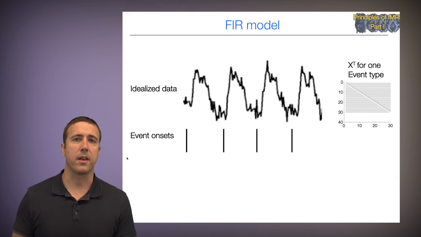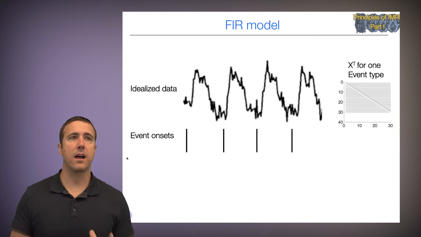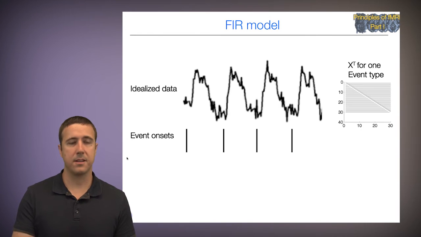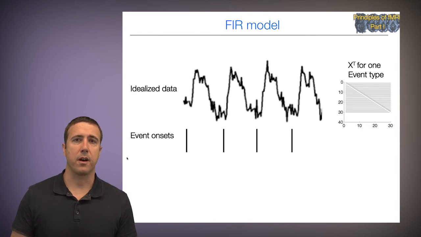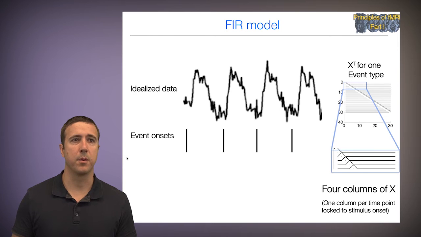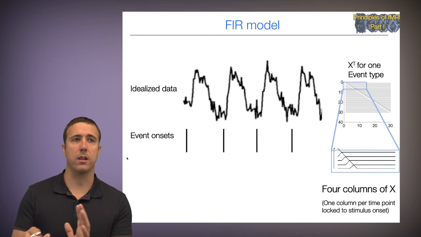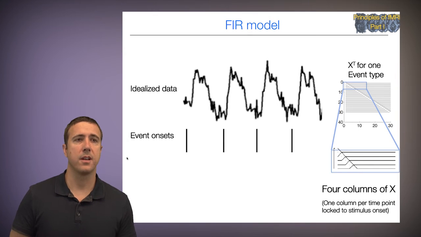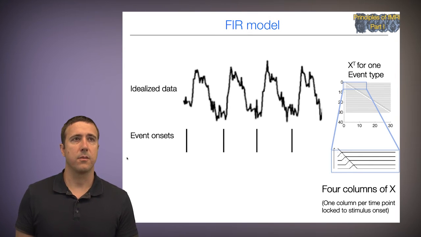So this is a little deeper look at the FIR model. Here we see some idealized data, a little bit of noise, and then 4 event onsets. And the design matrix for the FIR model is shown over on the right. And this is just for 1 event type. So here there are 30 predictors to capture that event type, very flexibly across time. If we just look at the first 4 columns of that, the first 4 predictors, then we can see that what the regressors are here is 1 column per time point that's locked to the stimulus onset.